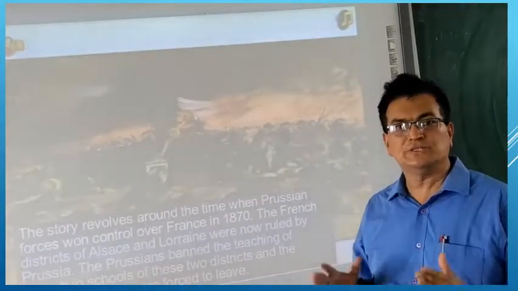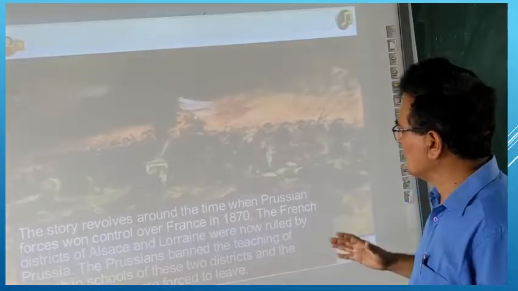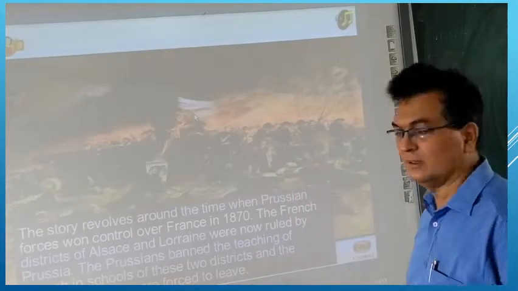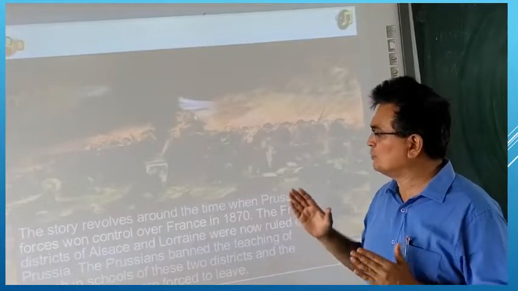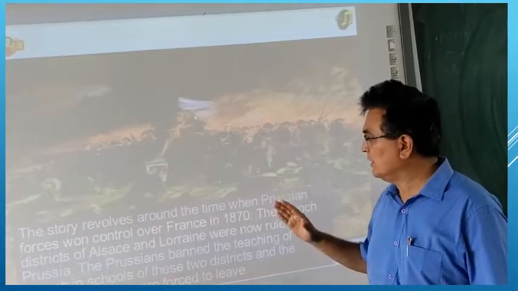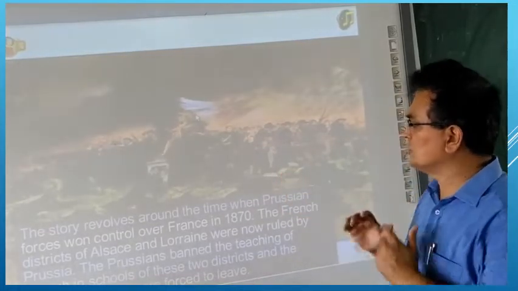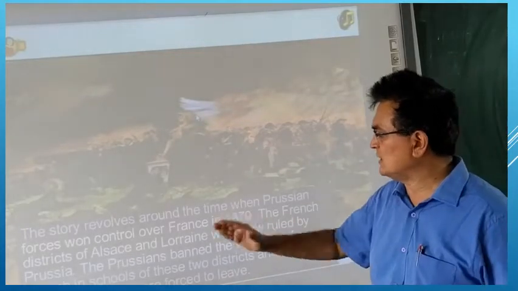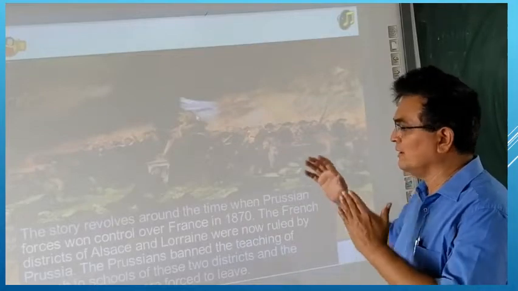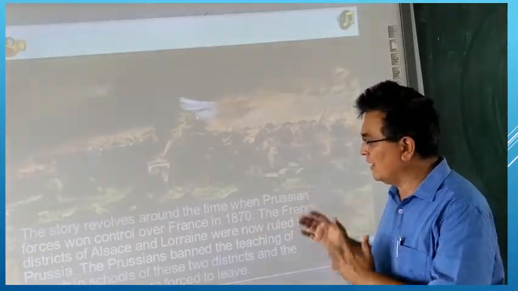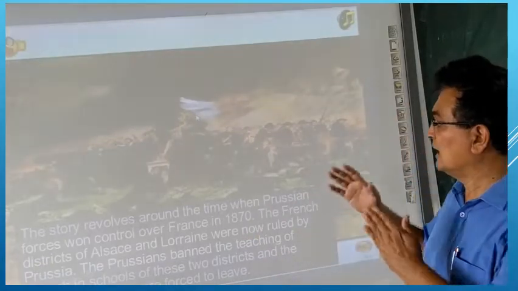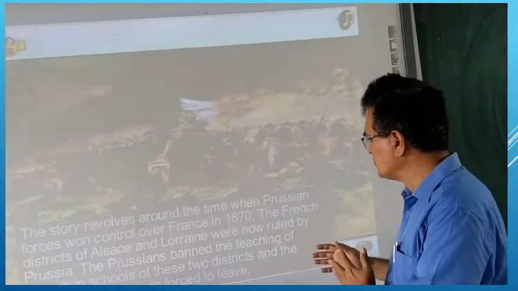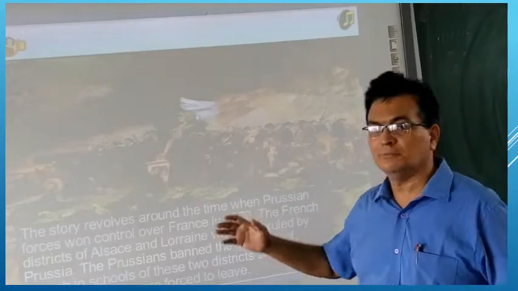Recapitulation of this chapter. The story was around the time when Persian forces won control over France in 1870. You know that the Franco-Persian War started in the year 1870 and Persian forces occupied two districts. The French districts of Alsace and Lorraine were now ruled by Persia. The Persian army had attacked France and France was defeated. As a result of the war, the two districts were now occupied by Persia.